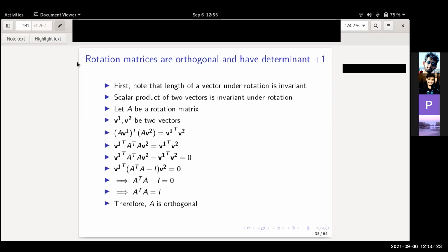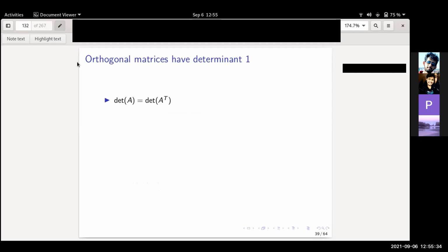Just for academic sake, we are doing it again to see how we can arrive at certain properties in so many different ways. But more than that, let us look at why it should have determinant equals to +1. So this we should carefully see. Because one of the examples for orthogonal matrix, let me share the screen with you. Just a moment.